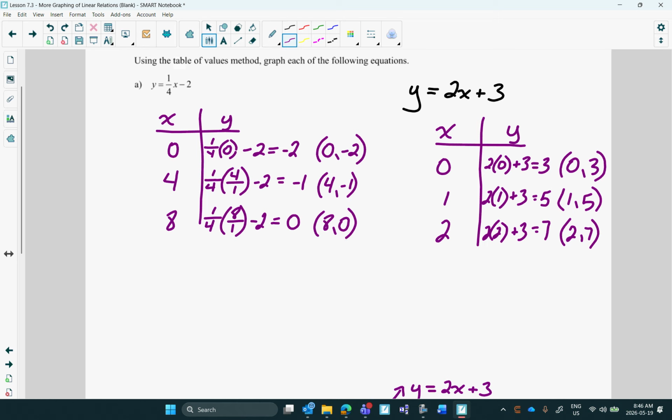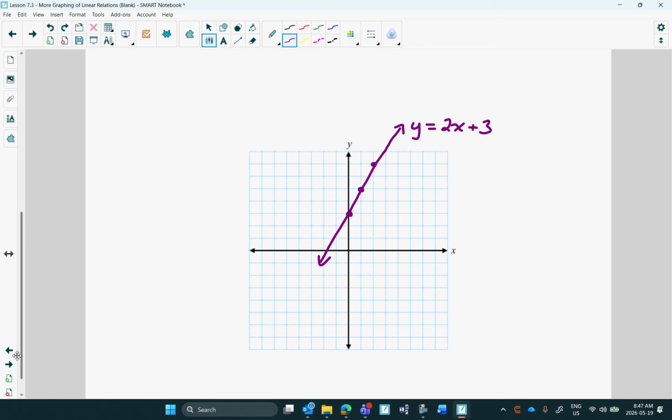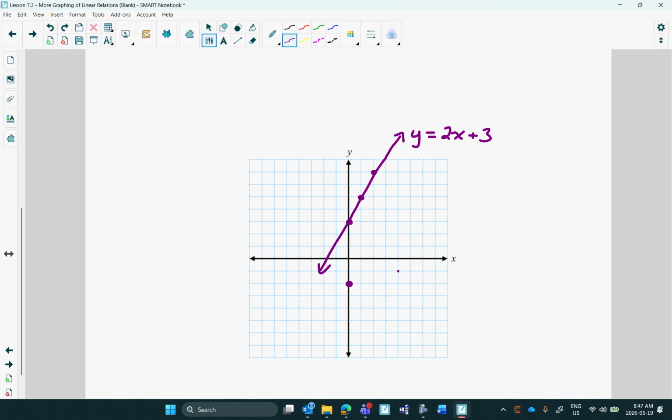And I've got my 3 points. And if I did everything correctly, when I plot the 3 points, it should make a line that I can draw. So (0, -2) is down here. (4, -1) is here. And (8, 0) is here. They form a line.